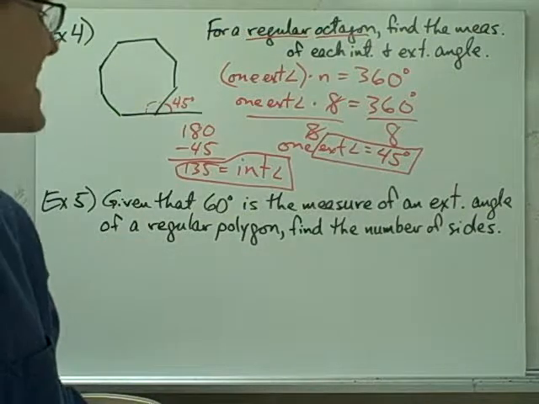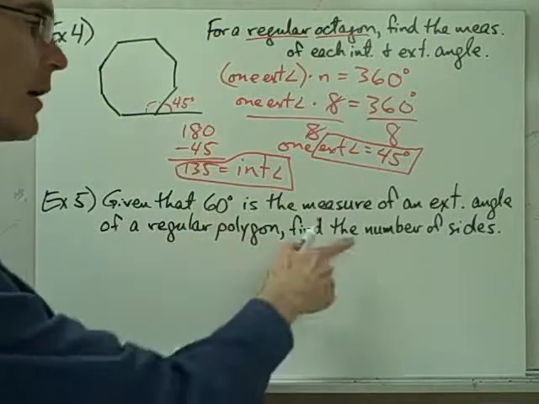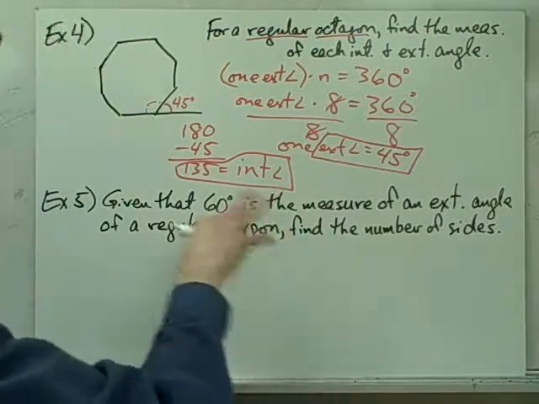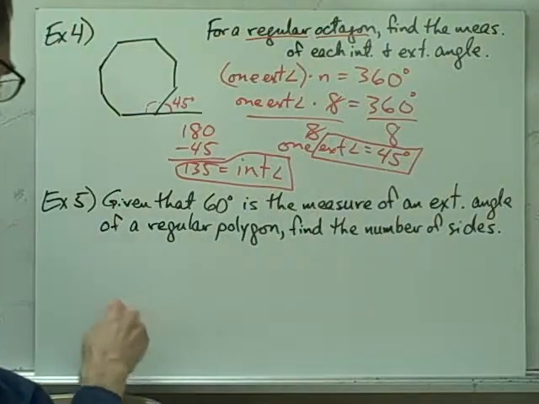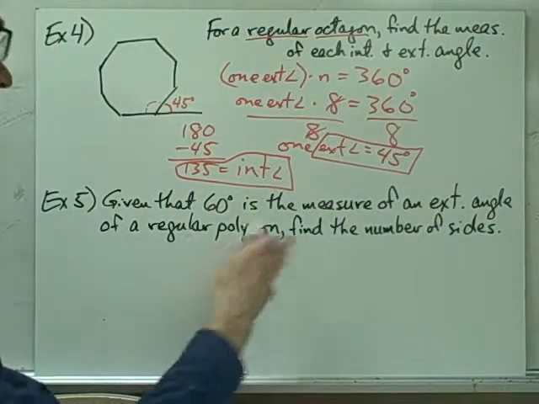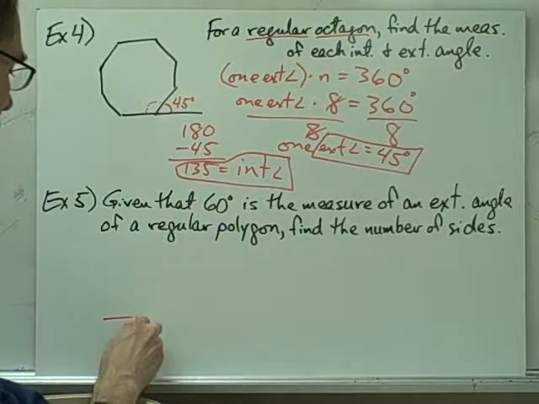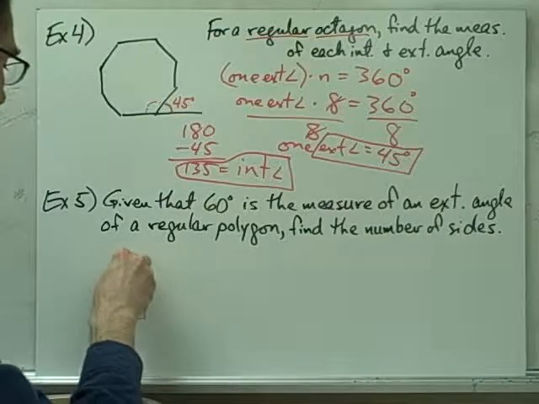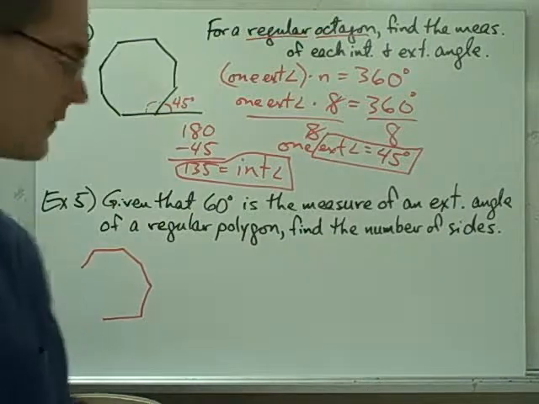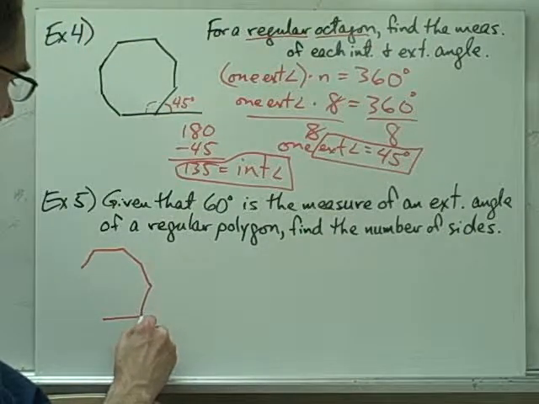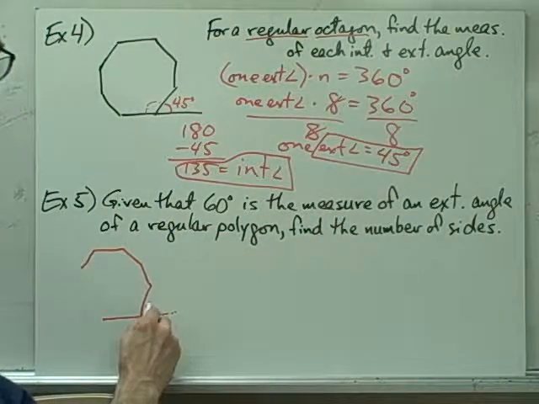Now, example number 5. Says, given that 60 degrees is the measure of an exterior angle of a regular polygon, find the number of sides. All right, so this one is similar to example number 4, except it kind of goes in the opposite direction. So let's say I draw a picture here. I've got some regular polygon, but I don't know how many sides it has. So let me draw a picture of some kind of regular polygon. I don't know how many sides it has, so I'm just going to leave it unfinished. But I do know the measure of an exterior angle. I know that that's going to be 60 degrees.